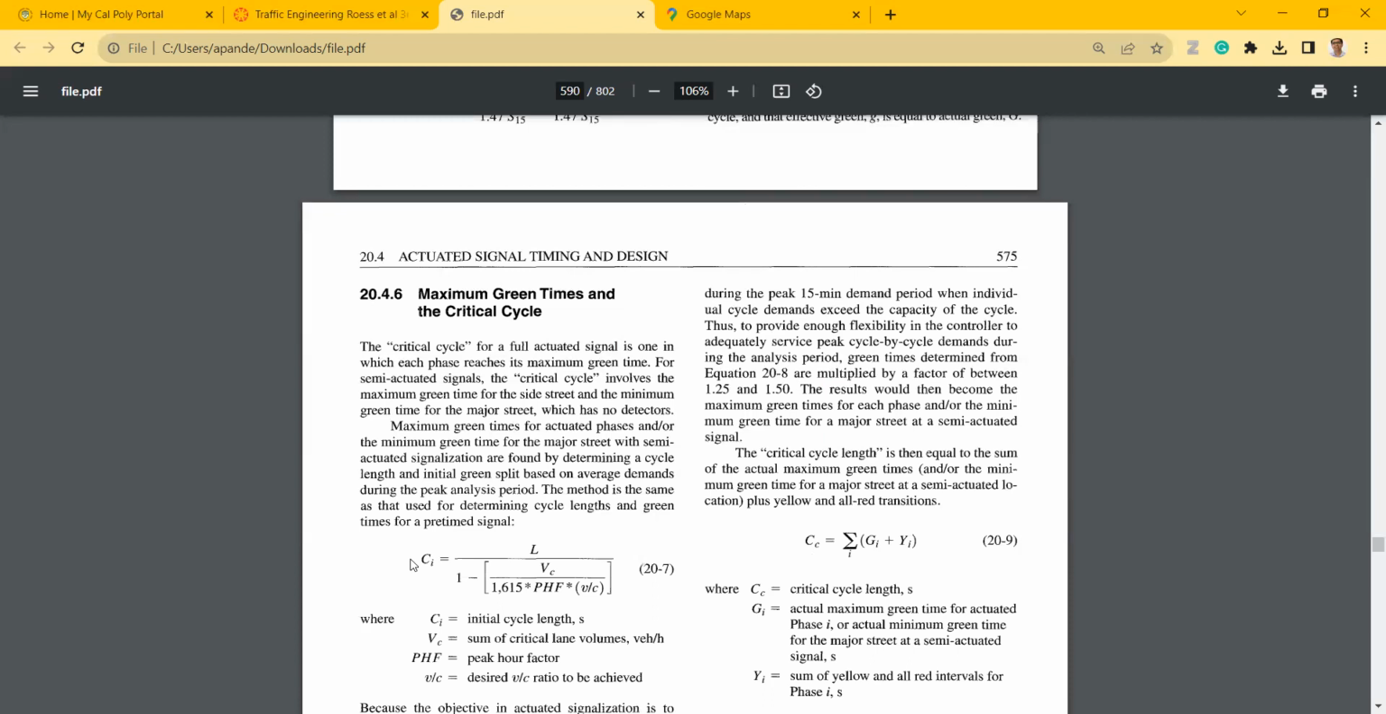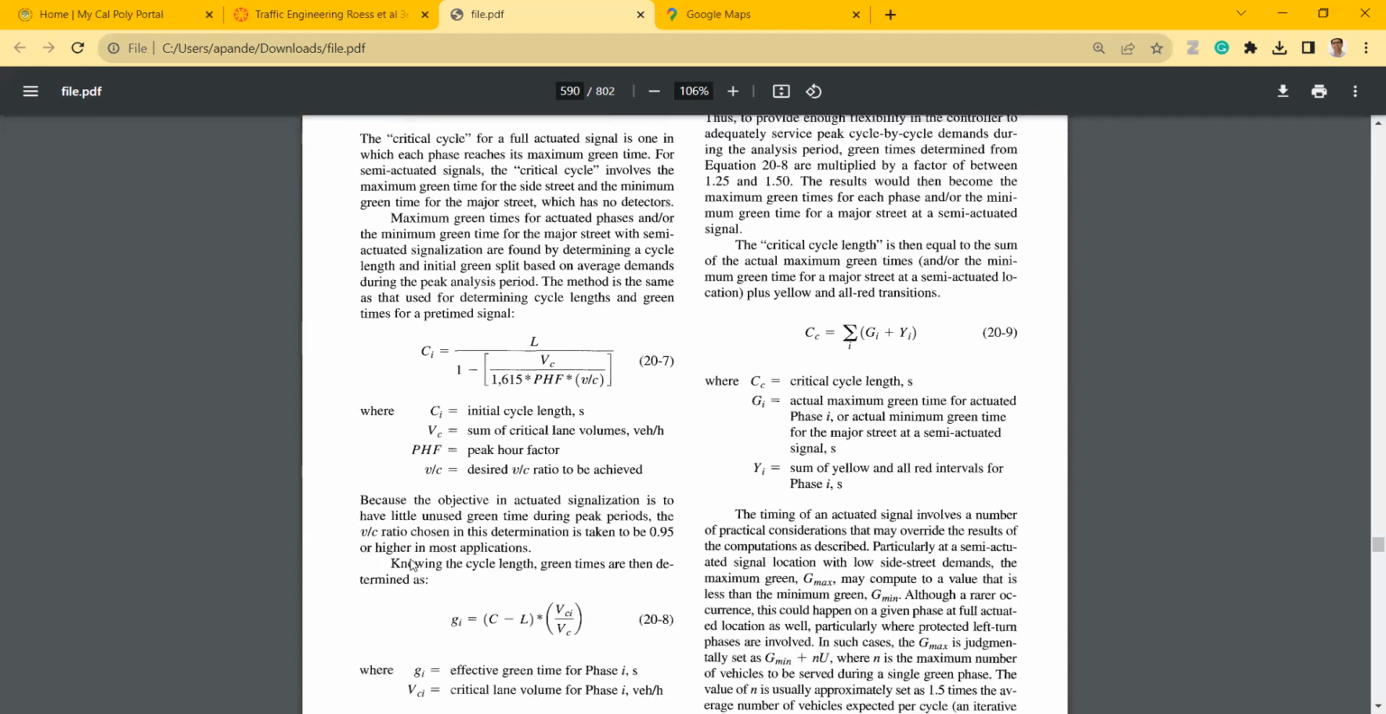With actuated signals, you have that flexibility, so you could get pretty close to the volume to capacity ratio. You don't have to use a volume to capacity ratio of 90%. You could use 0.95 or higher, so you could operate your signal as close to capacity as possible. They note that here: it's 0.95 or higher in most applications. So CI would be this one.